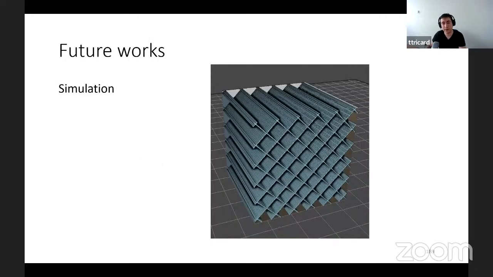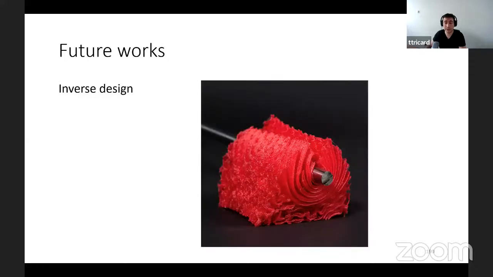So in the future work, what we want to look into is simulation, because a very important thing for the infill we produce is to be able to simulate them. First, it will help the designer, because if he has a simulation, he can have feedback before printing. And it can also lead to inverse design, because if we have simulation, we can formulate an objective function that we don't have now.